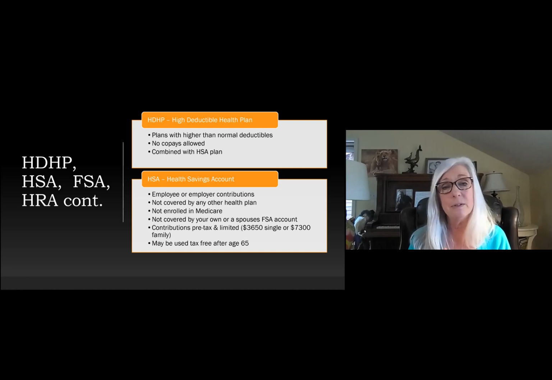You cannot be covered by any other health plan. You cannot be enrolled in Medicare, not covered by a spouse or an FSA account. And the contributions are pre-tax. So an individual can pre-tax $3,650 into that HSA account, or $7,300 for a family, and they can pay all of their expenses tax-free.